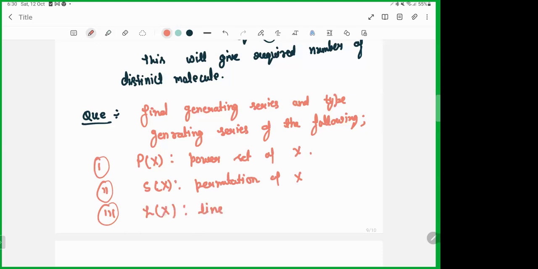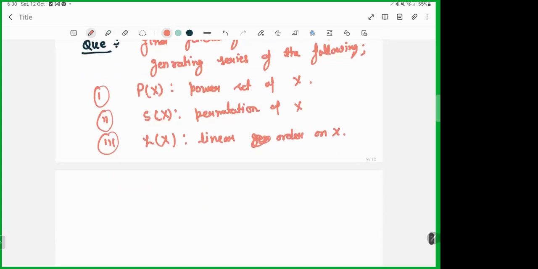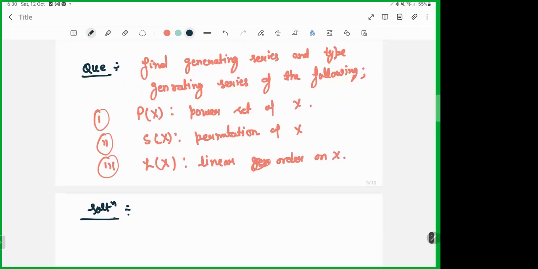So let's find the generating series and type generating series for all of these. And if there is some more time, we will do some more things. So let's do the first one. Can you think how to do the first one? This is a new type of problem, because till now we were doing Burnside's lemma on all these things. So how do we compute the generating series? Let's first think about the generating series for P(X). The generating series is the sum of f_n x^n by n factorial, right? So f_n would be 2 to the power n.